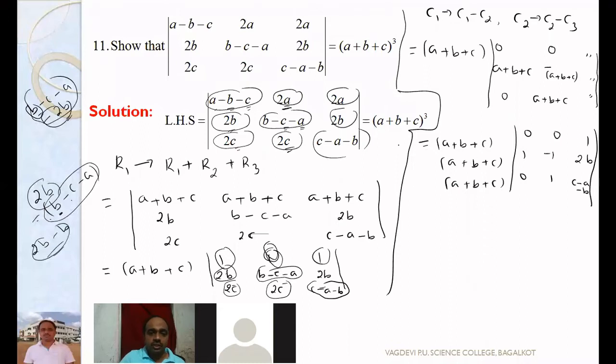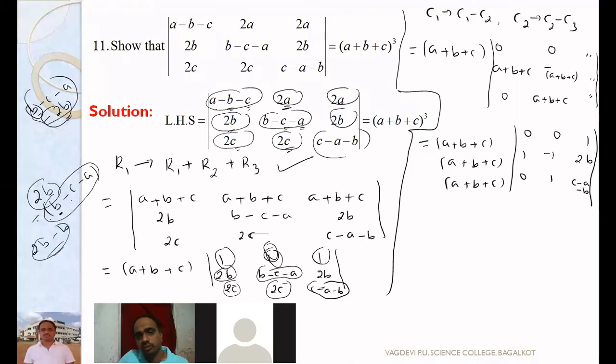First operation is R1 changes to R1 plus R2 plus R3. You have to add all the rows. This is the first operation. Then A plus B plus C is a common factor from the first row. If you take the common factor outside, we get 1, 1, 1. So when we get 1, 1, 1, 50% of the problem is over, because after getting 1, 1, 1, we can easily make them 0.